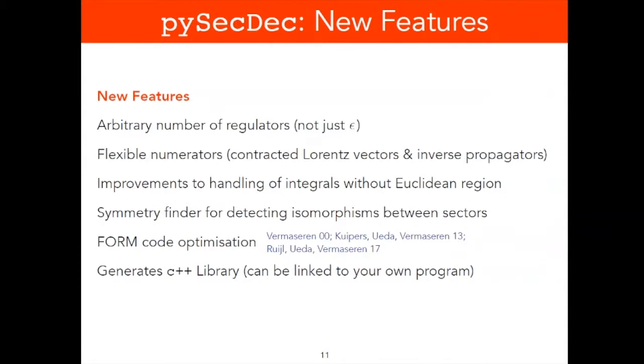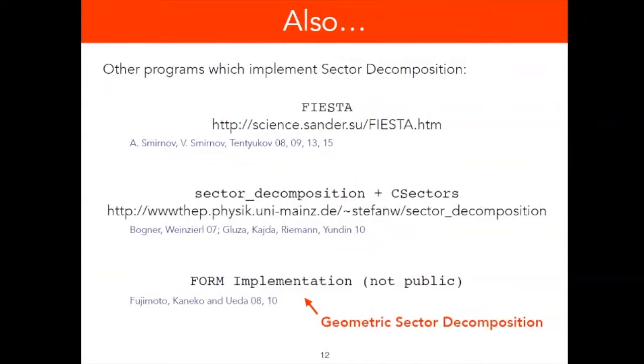So if two of the sectors happen to be the same, it tries to detect that and then saves you on the integration time by just integrating one of them and doubling the result. It also uses FORM code optimization to generate efficient code for the numerical integration. And an important feature is that it generates a C++ library that can be linked to your own program. So it can act kind of like a loop provider for multi-loop problems. Of course, it's not a very fast loop provider because they're numerically integrated, but at least it does the job, so you can check things.